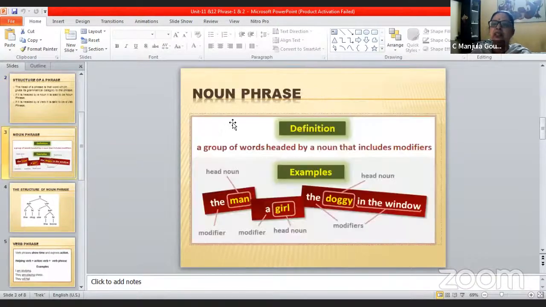Now let us look at the noun phrase. The definition here is a group of words headed by a noun that includes modifiers. For example, you can see the words here: the man, a girl, the doggy in the window. So the head nouns over here are man, girl, and doggy. So these are the phrases that are on here.